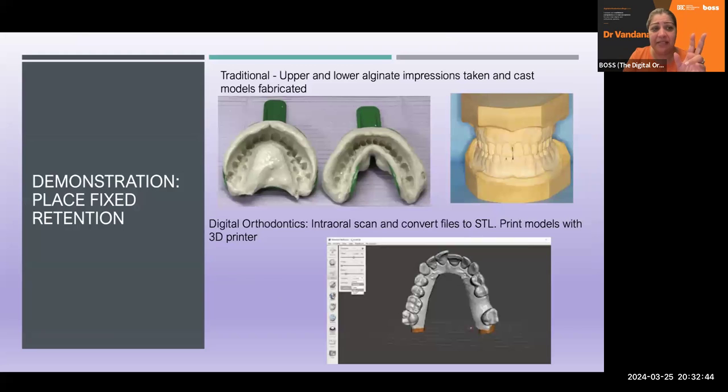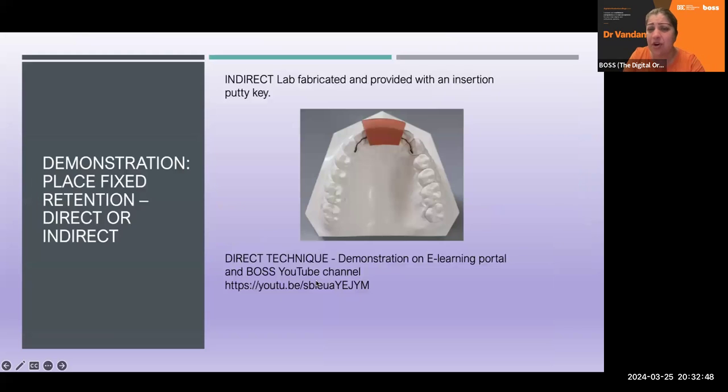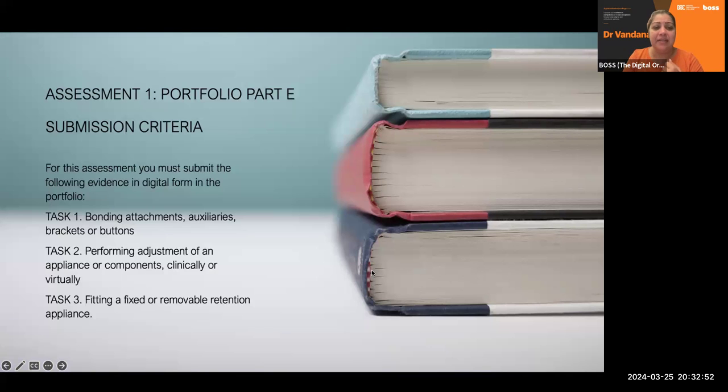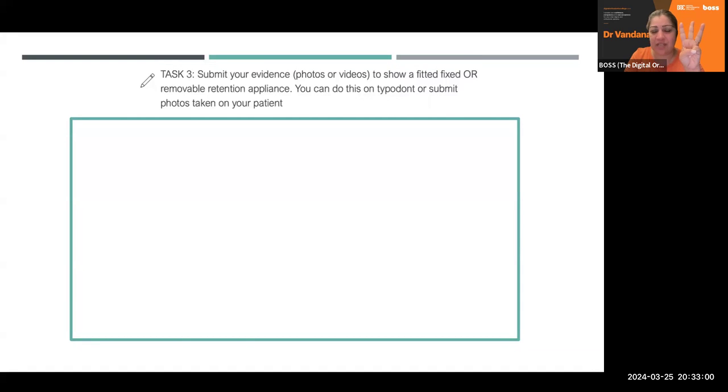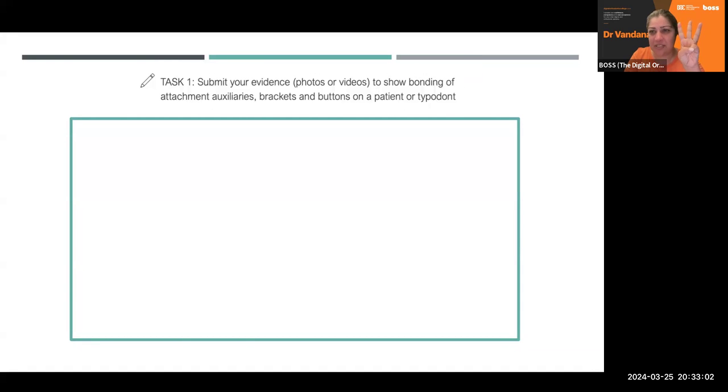We basically are then showing you a fixed retention, however you did it, doesn't matter. On a model, or you did it in the mouth, and then you're going to perform these tasks in your practice. So you have 3 slides at the end. Task 1, task 2, task 3. So let's go back to task 1. Task 1, we just want a photo. You can go crazy and put a video. Just put a photo of a bonded attachment from your practice.